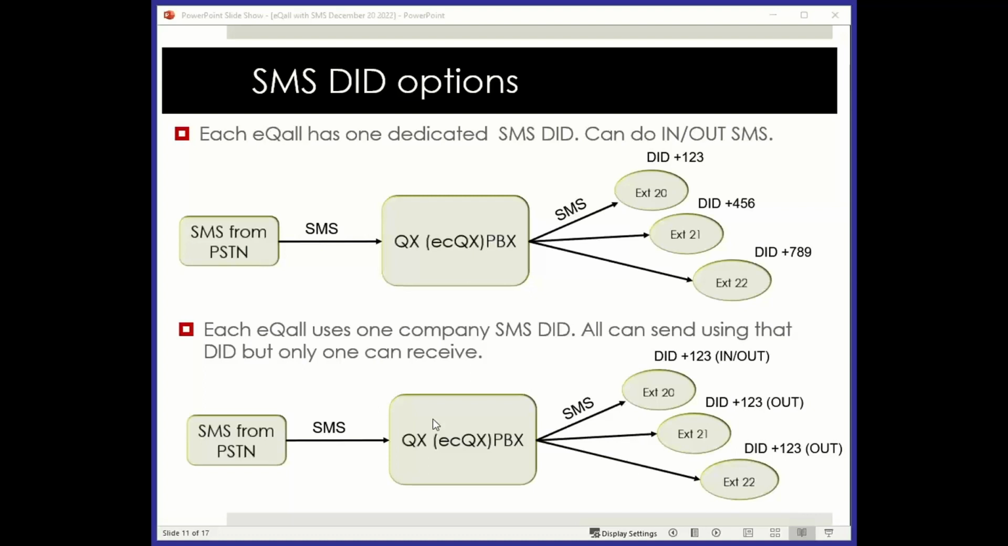The bottom example is where you have a single DID, or more than one if you want. When you receive an SMS from a customer, you send it to designated extensions. Let's say extension 20 in this case is receiving all of the SMSs, but the other extensions, 21 and 22, are allowed to send out SMSs using that DID. So many people in the office can send SMS out, but when they're coming back in, they only go to one extension.